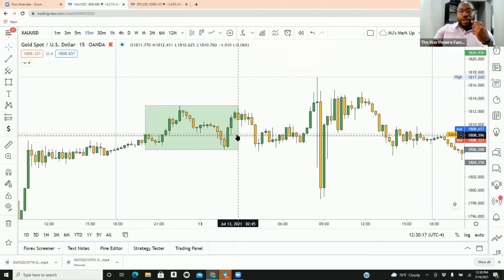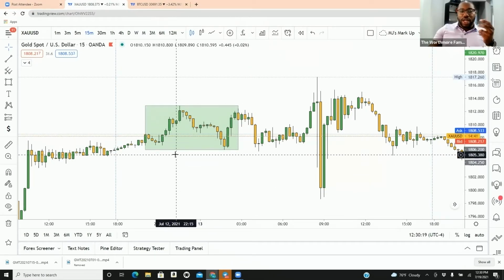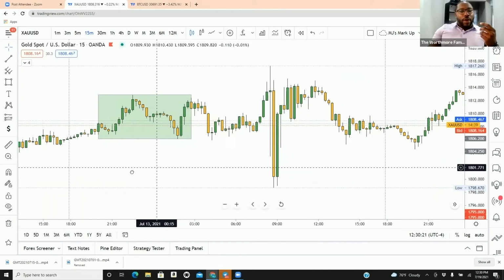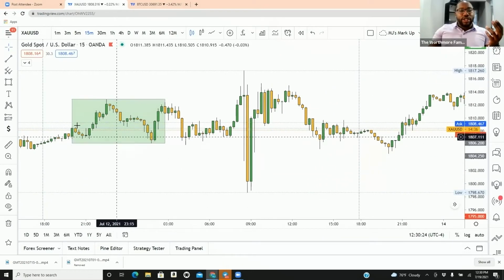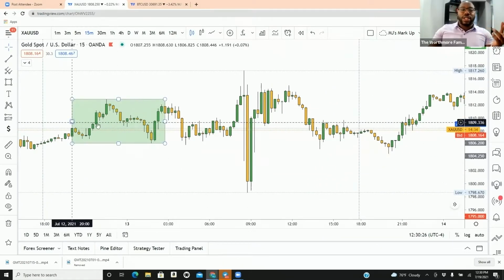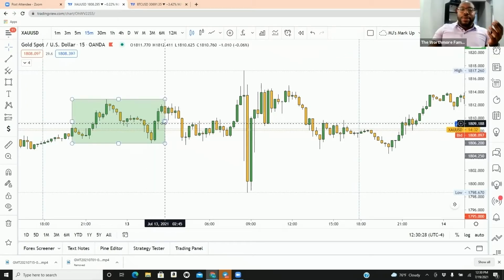So what you're looking at right here, you are looking at the Asian range on this particular day. This is July 12th, right? Now, as we talked about in the books, the Asian range is from 8 p.m. Eastern Standard Time till about 3 a.m. Eastern Standard Time.